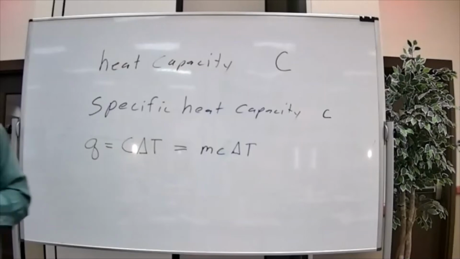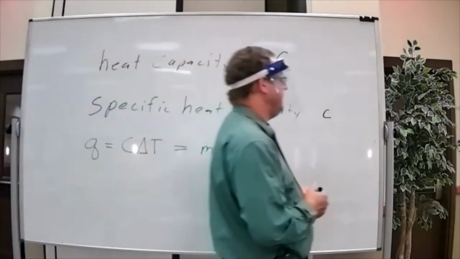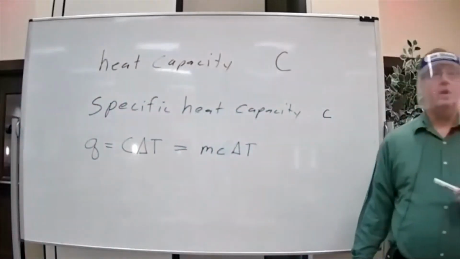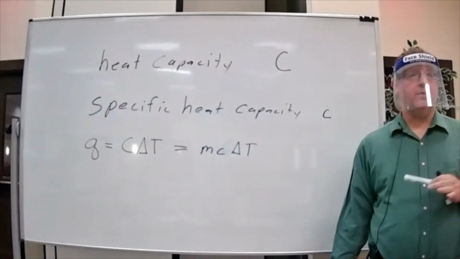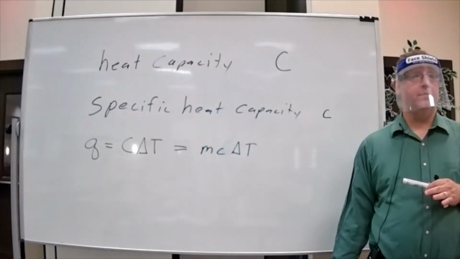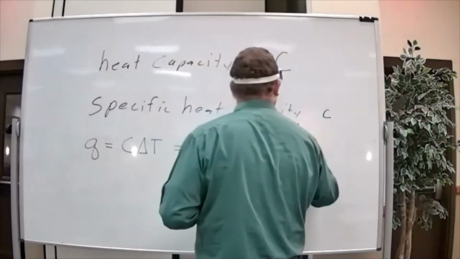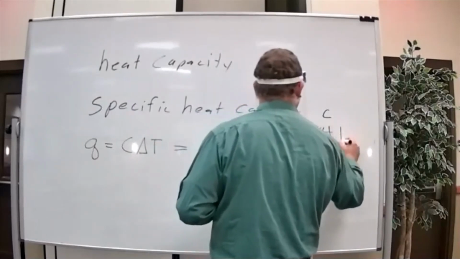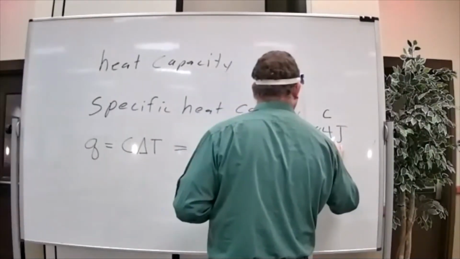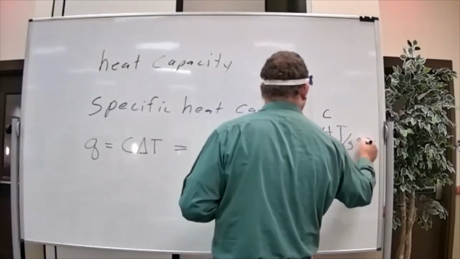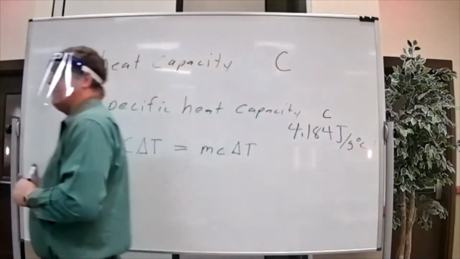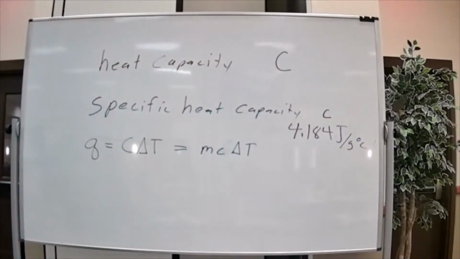Now, a couple things that might be good to know. The specific heat capacity of water is 1 calorie per gram, or in SI units, okay. Now, where have we heard calories before? Okay, calories are a measure of energy, right?